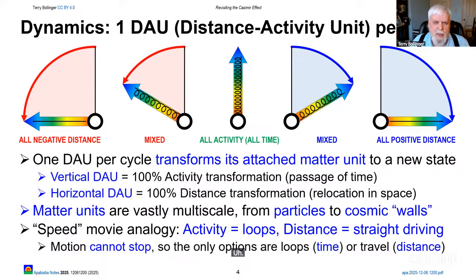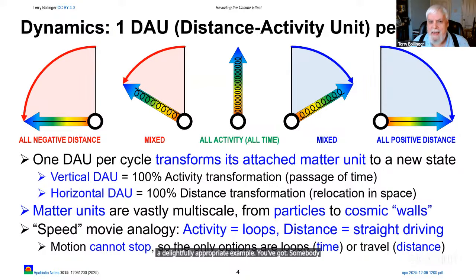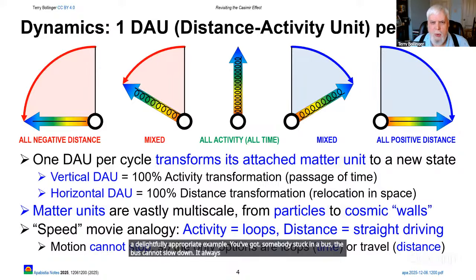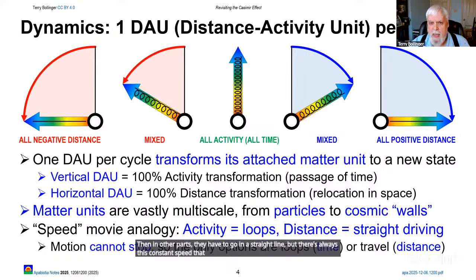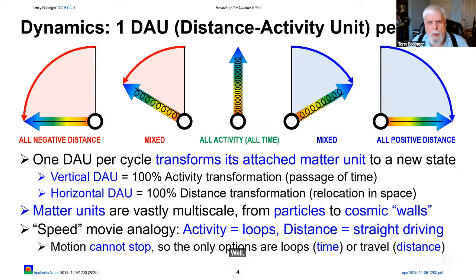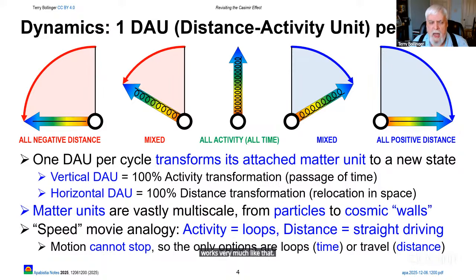A useful analogy in this, interestingly enough, is this idea, and I can't help but reference the movie Speed because it just gives a delightfully appropriate example. You've got somebody stuck in a bus. The bus cannot slow down. It always has to go somewhere. So in some parts of the movie, they're just looping around and going in a circle. Then in other parts, they have to go in a straight line. But there's always this constant speed that is trying to drive this bus. Well, it turns out the relationship between space and time, between time and distance, works very much like that. You have an unavoidable activity, which is the looping part.